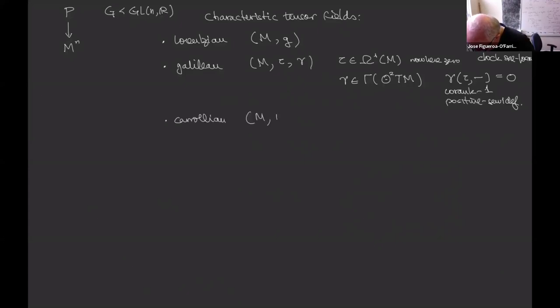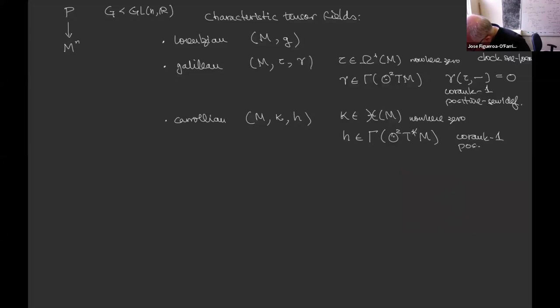And Carrollian: it's a manifold together with a vector field kappa and H, and now this is fine. So kappa is a nowhere vanishing vector field. And H is the so-called spatial metric. So it's a section of the symmetric square of T star M. And again, it has the same properties as before: it has co-rank one and is positive semi-definite. By the way, there are such things as pseudo-Carrollian structures where H doesn't have to be positive semi-definite, it just has to have co-rank one, and then it has some signature, so it could be pseudo-Lorentzian or sub-Lorentzian or something like that. But anyway, here let's just do this.